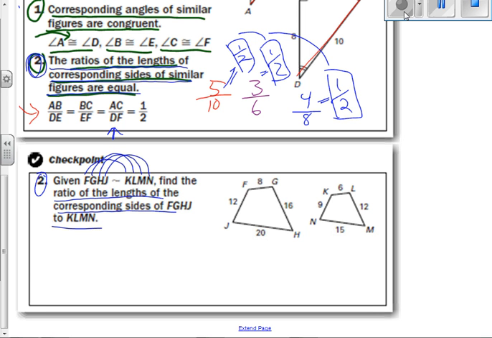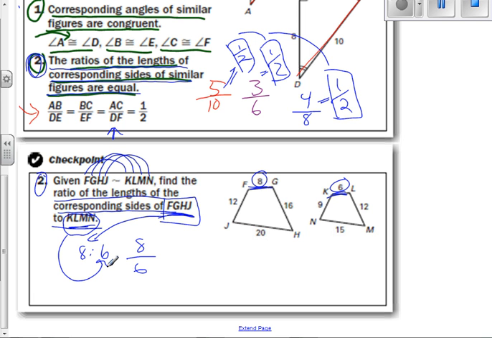Okay, so let's just pick two sides here. We know we have FJ to KN, so I know I'm going to look at this to this. Now, they're telling you how to set this up. They gave you this figure first, and then that one second. So if you remember when we went through ratios, we looked at what they gave us first. So we could say 8 to 6, or 8 over 6. Notice that value goes first, and then the second thing goes next. You can reduce that to 4 over 3. So that would be my ratio of the corresponding sides.